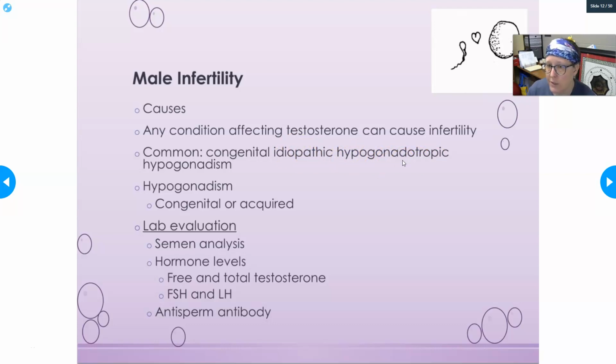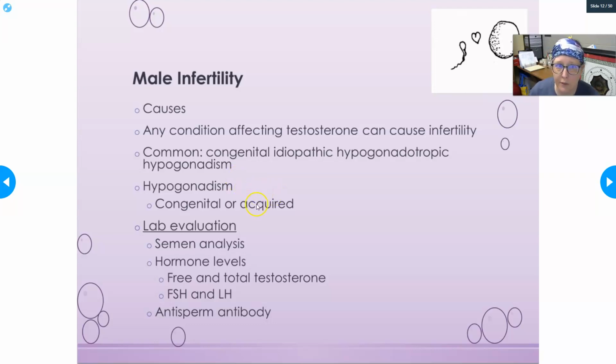So the LH and FSH are going to be low, and that is why they have hypogonadism, or their testes are not working. Okay. And hypogonadism, so failure of those testes to work, could be congenital, they can be born with it, or acquired. And we're going to look at some of the different causes. Acquired, I mean, who knows, different chemical exposures, drugs, something's messing with it.